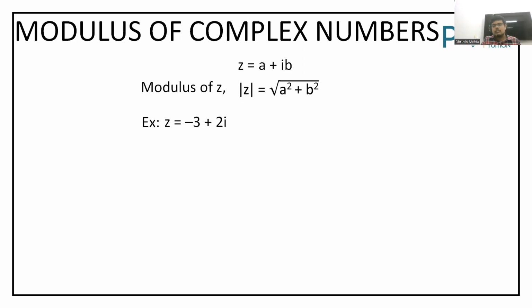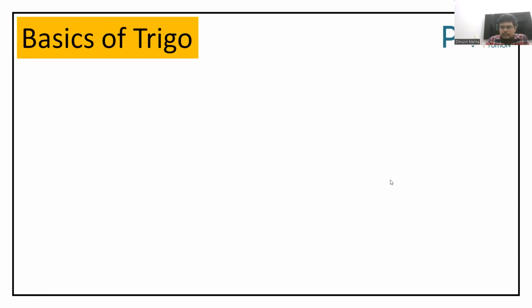-3 square plus 2 square. So that's going to be root of 9 plus 4, which is 13. So that is the modulus of complex numbers. Now the next thing that we have is argument of complex numbers. But before we take that, we need to revise 2-3 concepts of trigonometry which you already know.